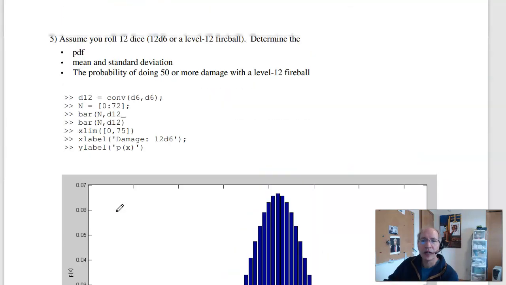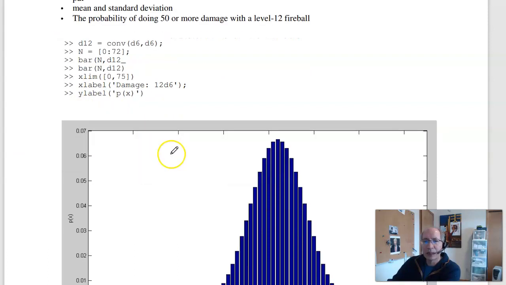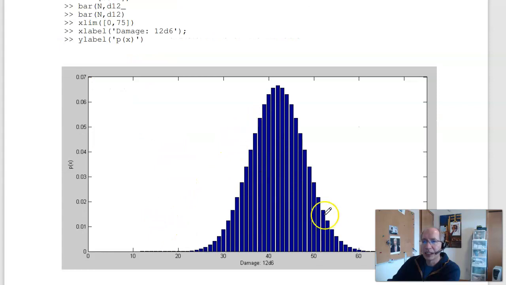Problem 5. Instead of doing a level 6 fireball, suppose you cast a level 12 fireball. Determine the mean, standard deviation, PDF, and the probability of doing 50 or more damage. Well, I've got the PDF for doing 6. Convolve those together, I have a level 12 fireball. If I then plot it, here's what it looks like. Again, I'm seeing the shape over and over again. That's the normal distribution.